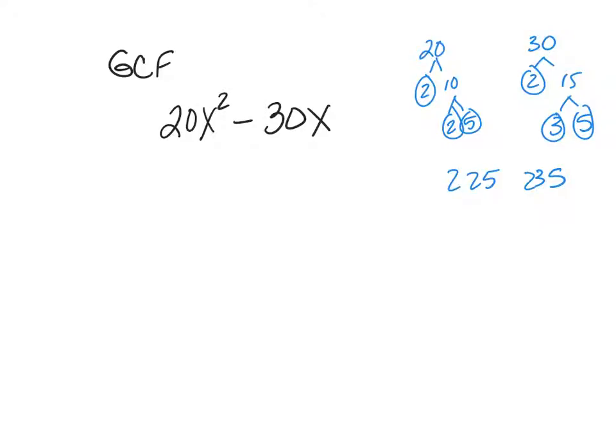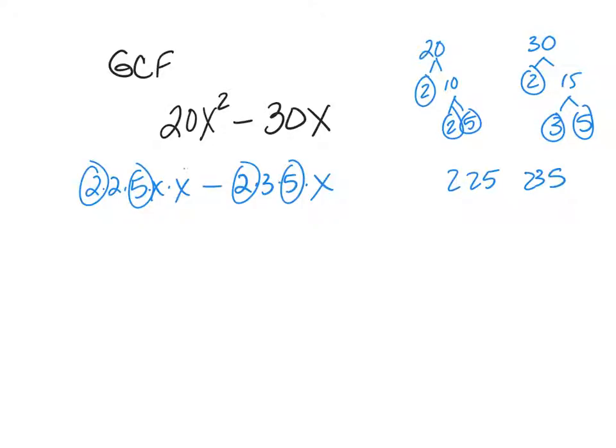So I'm going to factor that out. 2 times 2 times 5 times x, because x squared would be x times x. And the 30 would be 2 times 3 times 5 times the x. And you circle things they have in common. So they each have a 2 in common. They each have a 5 in common. And they each have an x in common. Everybody see that? So it's 5x. That would be your GCF, which would be 10x.